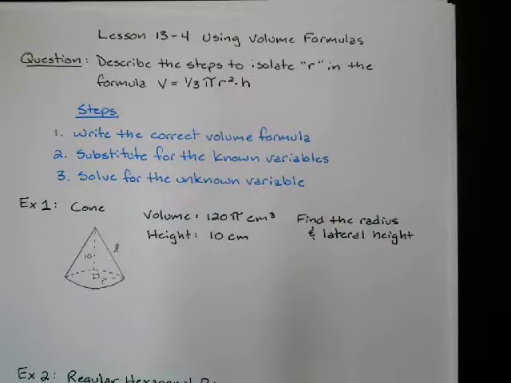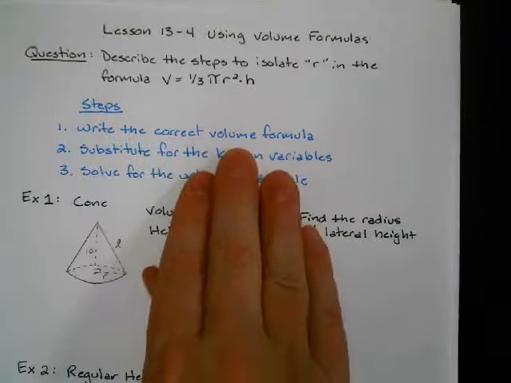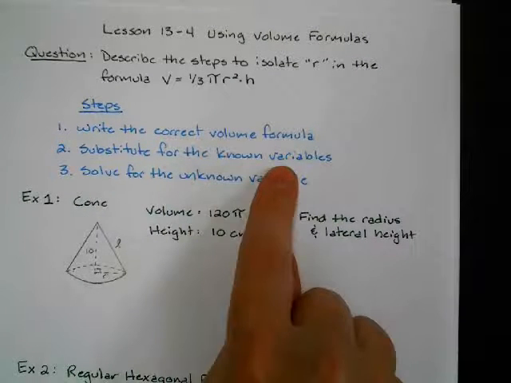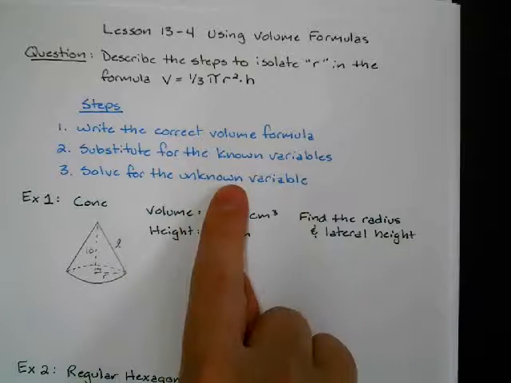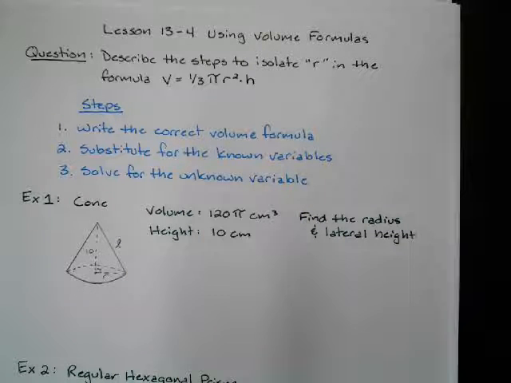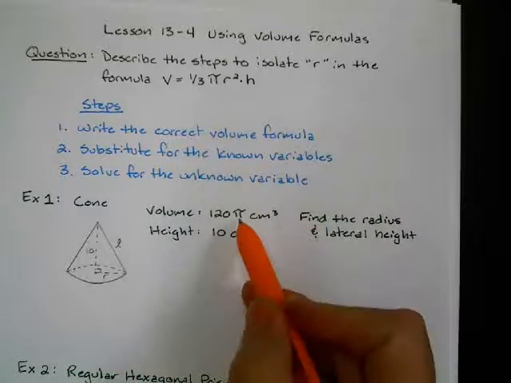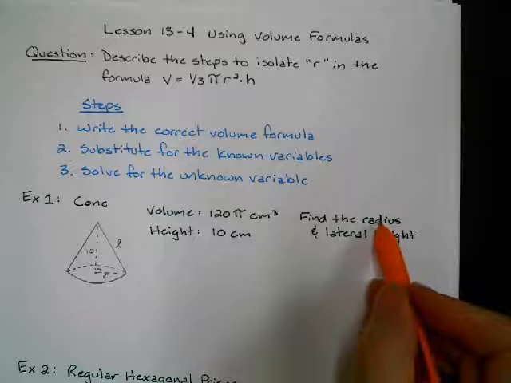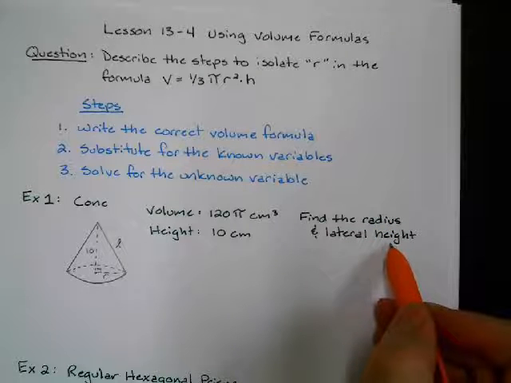So in general, what we're going to do is write down the correct volume formula for the problem. We're going to plug in the things that we know, and then we're going to solve for the thing we don't know. Let's do it. Here we go. Number one, we've got a cone. In this cone, I know the volume and I know the height. I want to find two things, the radius and the lateral height.